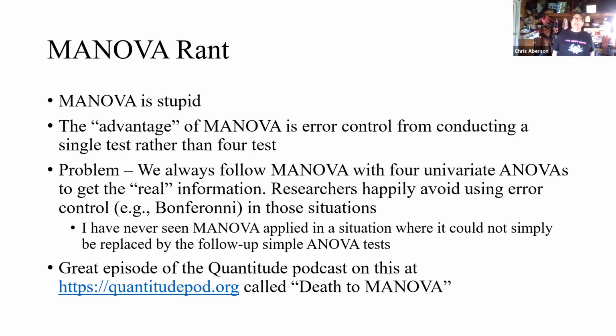And this gets me to my Manova rant. Manova is stupid. For the love of all that is holy, stop using Manova. The supposed advantage of Manova is that you've got error control from conducting a single test rather than 4 tests. The problem is we always follow up Manova with the 4 univariate ANOVAs to get the real information. And researchers never use error adjustment then.